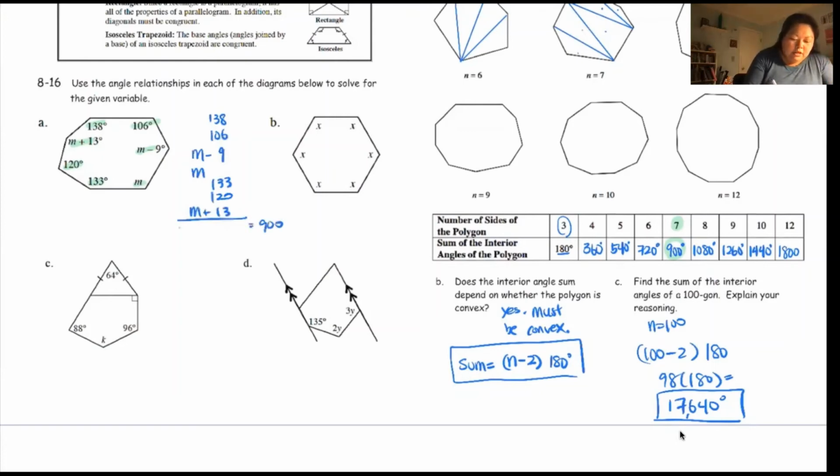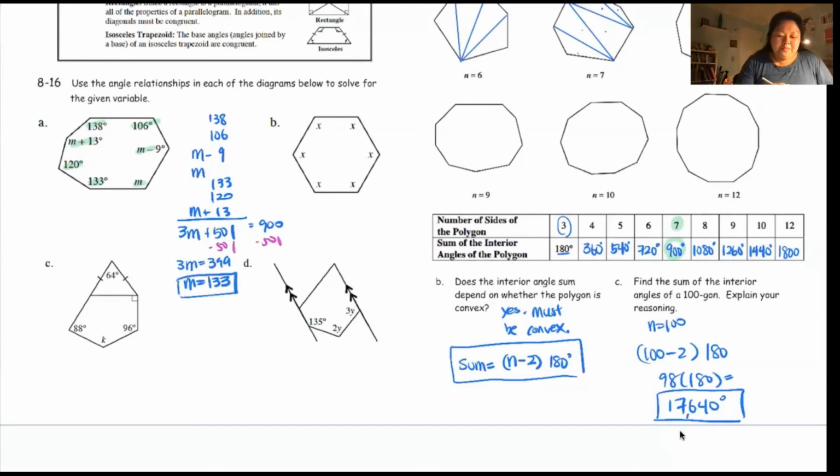So that way I can see, oh, I got 3 m's. Okay, I got some calculator work here. So 138 plus 106, don't forget it's a minus 9, and plus 133 plus 120 plus 13. That gives me plus 501. Then algebra says subtract 501 on both sides. So that gives me 3m equals 399. So m equals 133. And I believe it's just solve for the variable, so I did. That is the variable m.